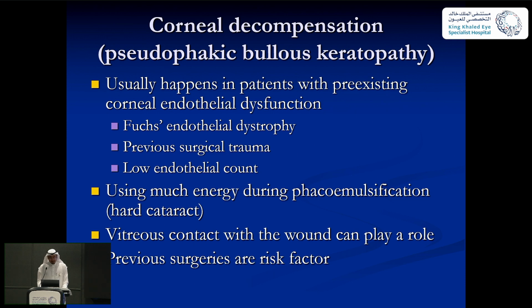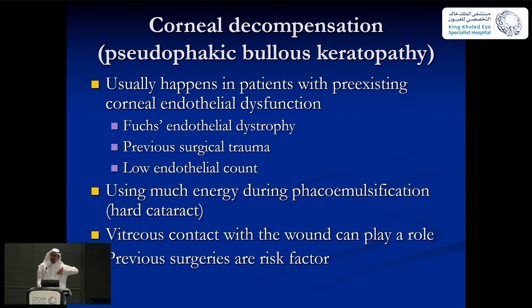But for the corneal decompensation, it usually happens with pre-existing endothelial disease, like Fuchs endothelial dystrophy, or previous surgical trauma, a lot of surgery happening, and you are doing a beautiful phaco and ended up with corneal decompensation. This is due to the fact that there are only a few endothelial cells left, and you were the one that killed the remaining ones and ended up with decompensation.